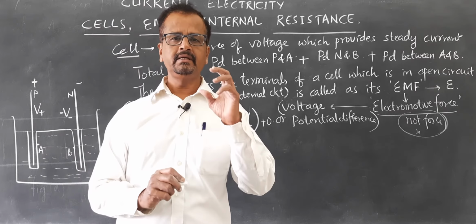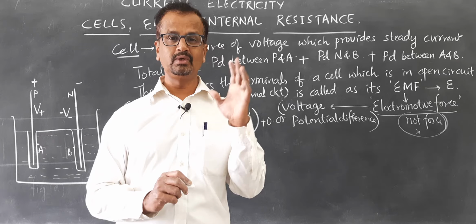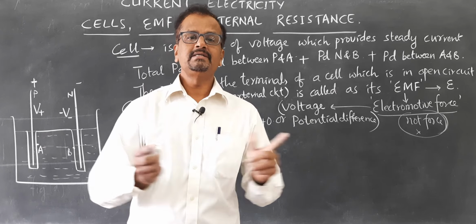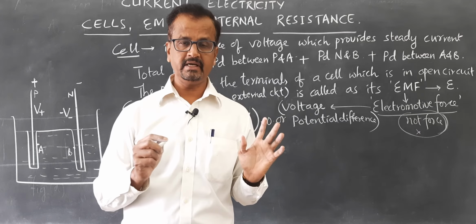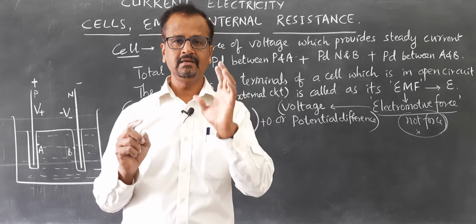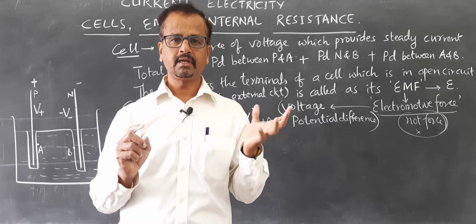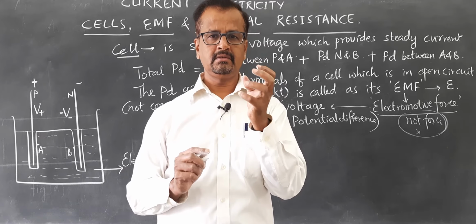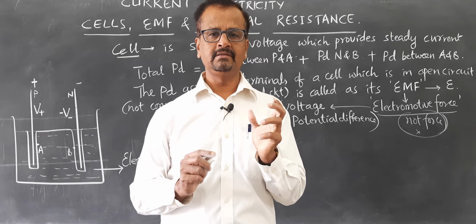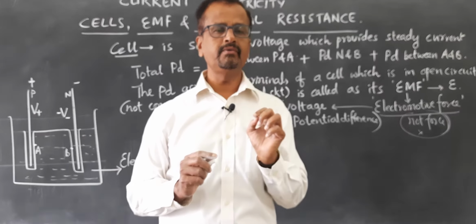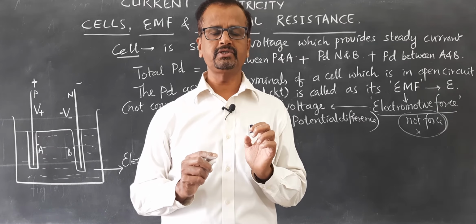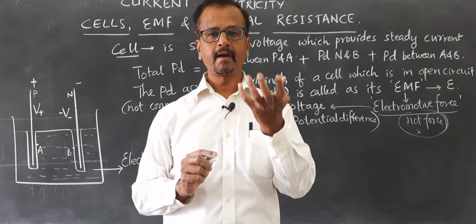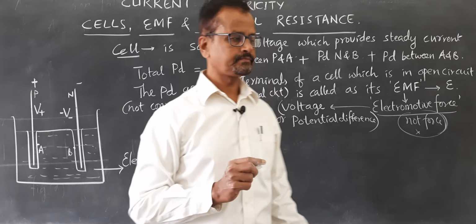So, remember, the EMF of a cell is the potential difference between the two terminals of the cell when it is still not connected to the external circuit, still in open circuit. Like when you purchase a dry cell, it is written on the wrapper, 1.5 volt. That is the potential difference. That itself is the EMF of the cell.